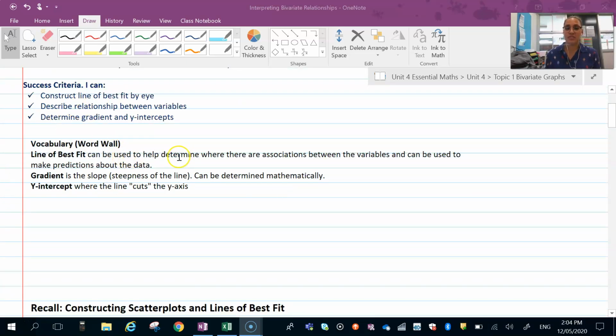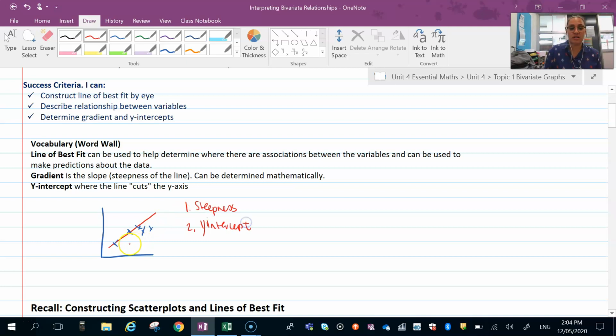All right, so your line of best fit, we've done that already in other videos, so you can go back and have a look at that. You have your graph and you've got some data, and then you've applied a line of best fit over that data. Now that straight line has certain properties, and those two properties are the steepness, and the second property is the Y-intercept. The Y-intercept is where the line intercepts or cuts the Y-axis. Those two properties can be expressed mathematically, and that's what we'll be looking at in this video.